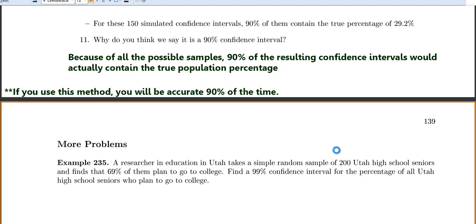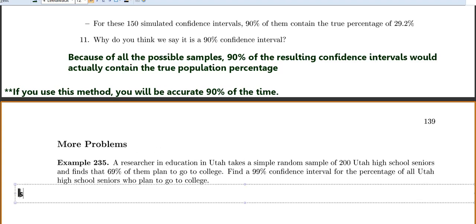And now we're just going to practice 2 problems. Okay, a researcher in Utah takes a simple random sample of 200 high school students. So my sample size equals 200.